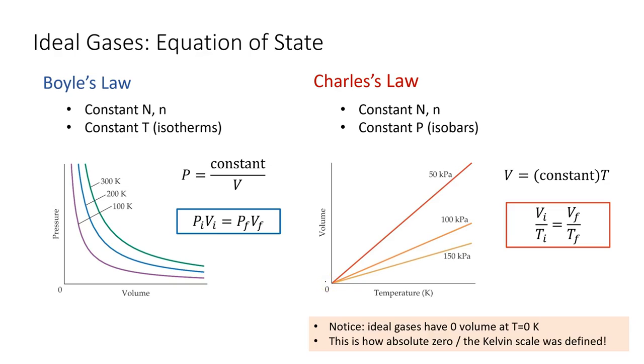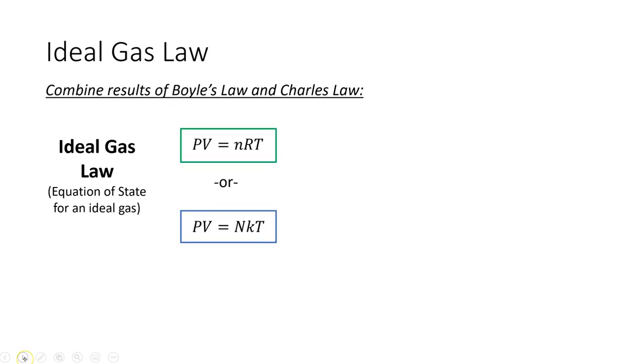And this was actually how the Kelvin scale was defined. All right, so let's go ahead and put these results together. When we do that, we get the ideal gas law, which is the pressure equation of state for an ideal gas. We have two useful forms here.